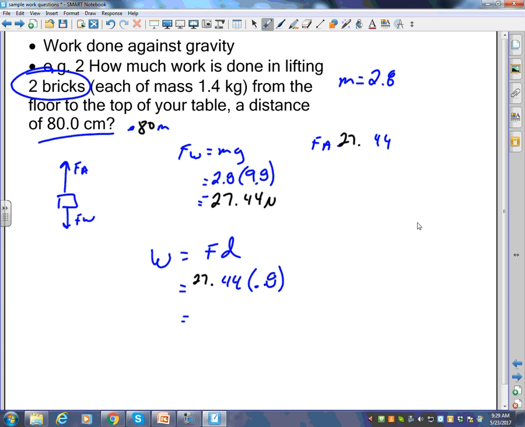Okay, what's this work up to? 21, I heard you say, Bailey? 21.952. Say 21.95, and that would be joules. These kind of questions could easily be multiple choice because they're relatively straightforward. And I'm hoping you won't mess them up.